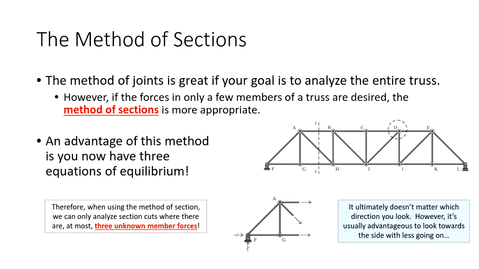Like, you can cut a section and look to the left, you can cut a section and look to the right, it doesn't matter. On this particular truss, they cut a section and you can see they look to the left. I think it's usually advantageous to look towards the side with, the way I put it on the slide is the side with less going on. Like if you cut a section and look to the right, there's more truss, there's probably more loads, more expressions.